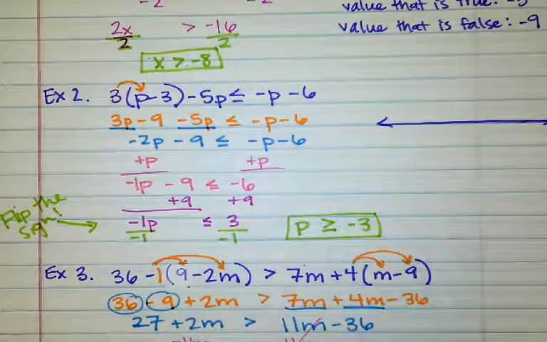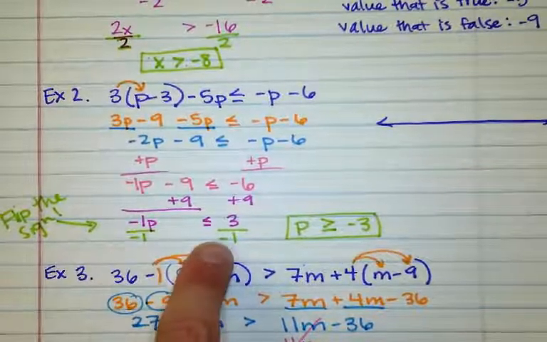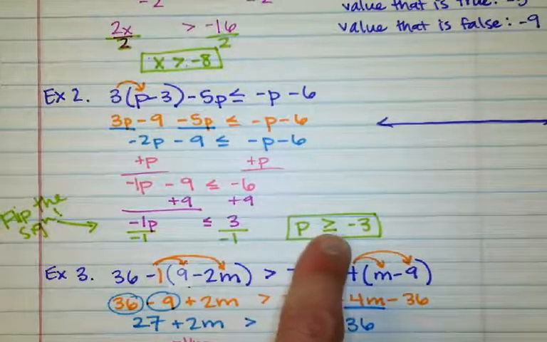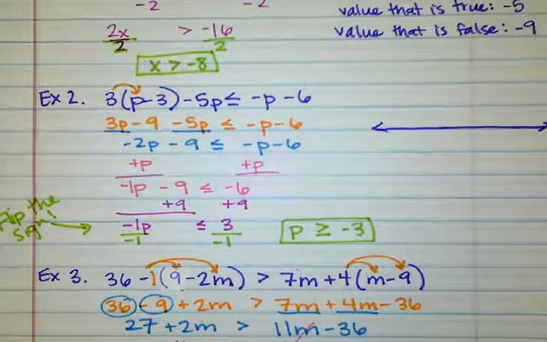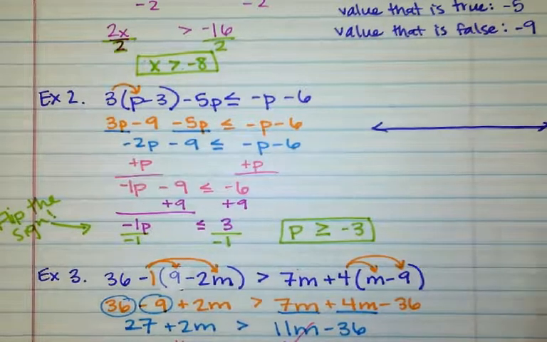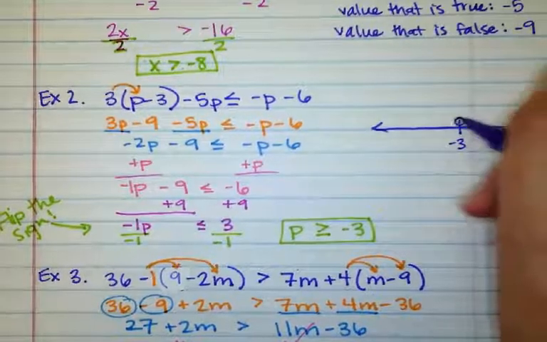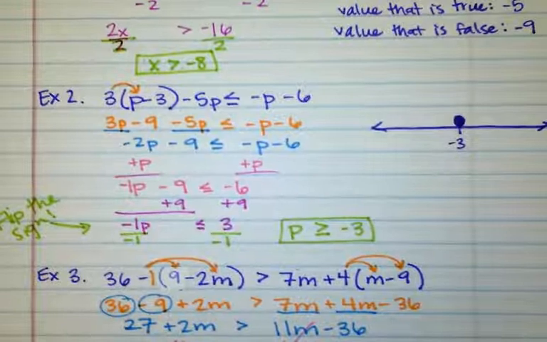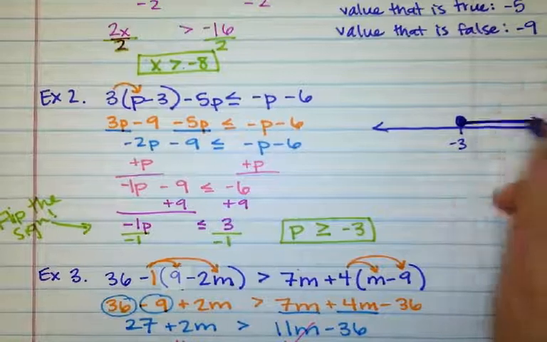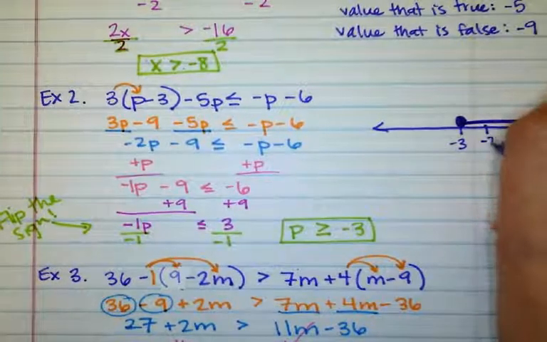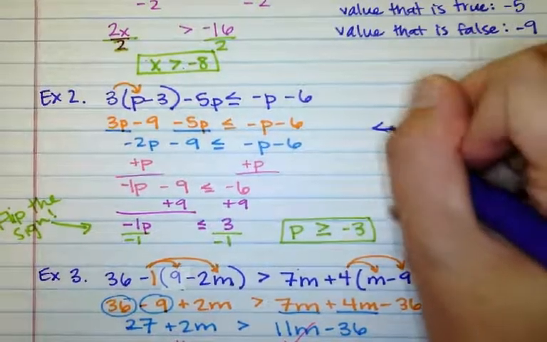I added my 9 to both sides. And then I had to divide by a negative 1. And when I did that, guys, what did we have to do? Flip the sign. So the correct answer is p is greater than or equal to negative 3. So if we were going to graph this, then I would say, okay, negative 3. But since it's greater than or equal to, I'm going to draw a little closed-in circle. And it's greater than, so it's going to move off to the right. So now I'm going to fill in the rest of my number line here. Negative 2, negative 1, 0, negative 4, negative 5, negative 6.